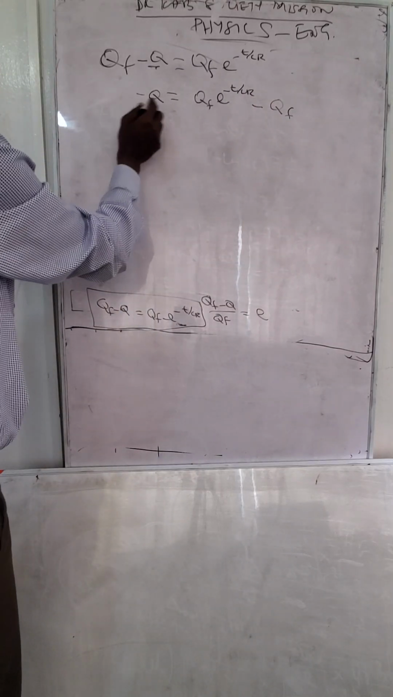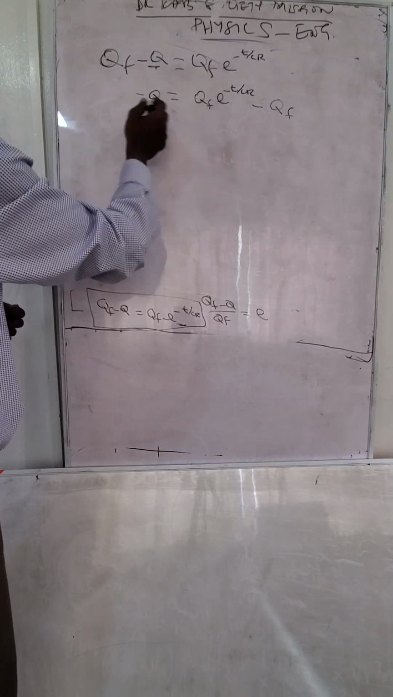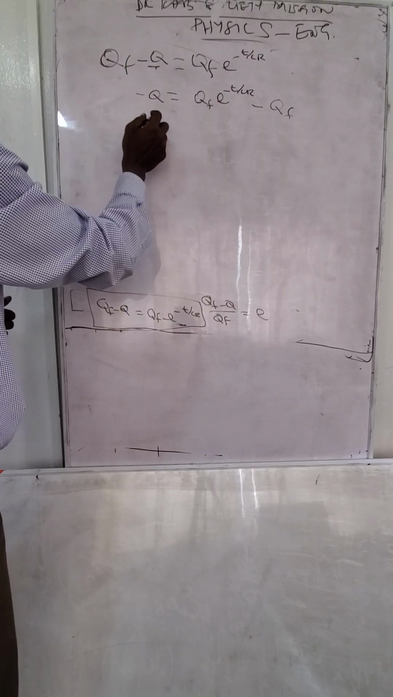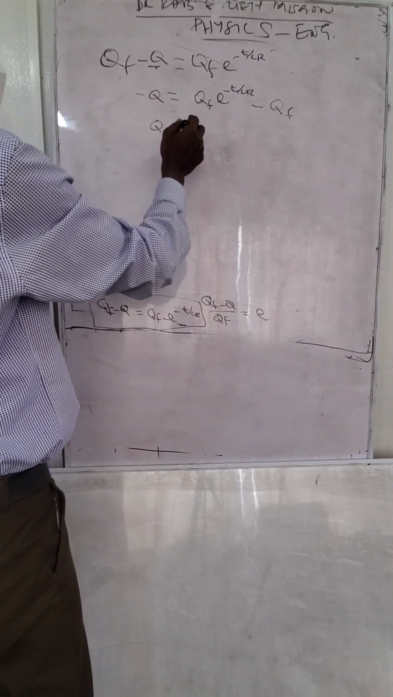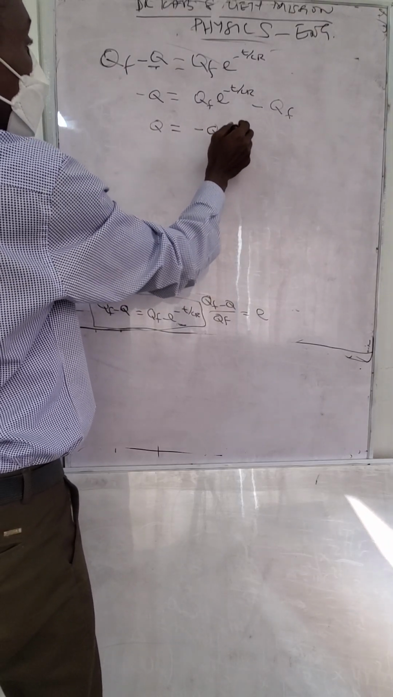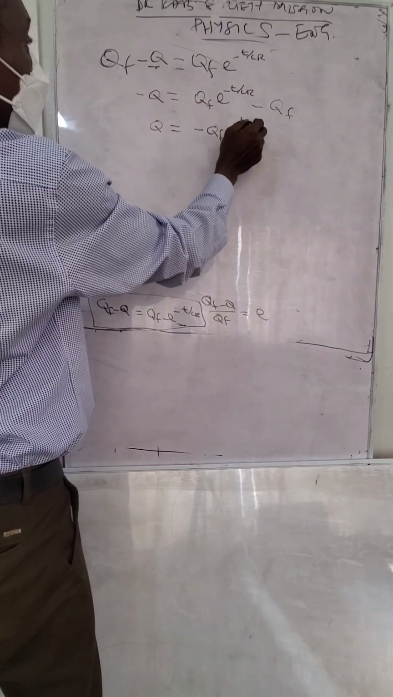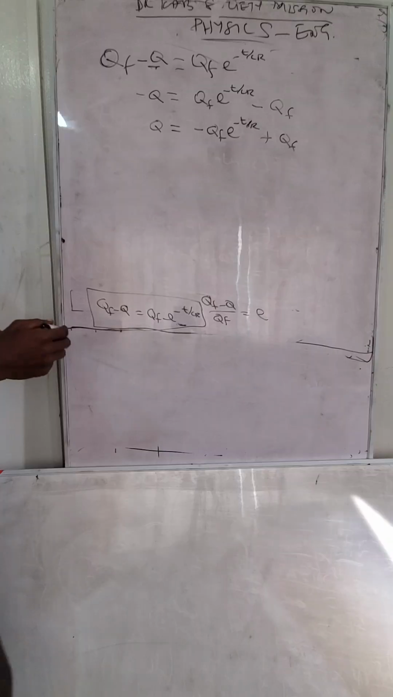Right, good. Now let's divide through by negative, or you can also say multiply through by negative 1, it's typically the same. So Q will be equal to, okay, this will become negative QF B negative T CR. This will become positive QF here.